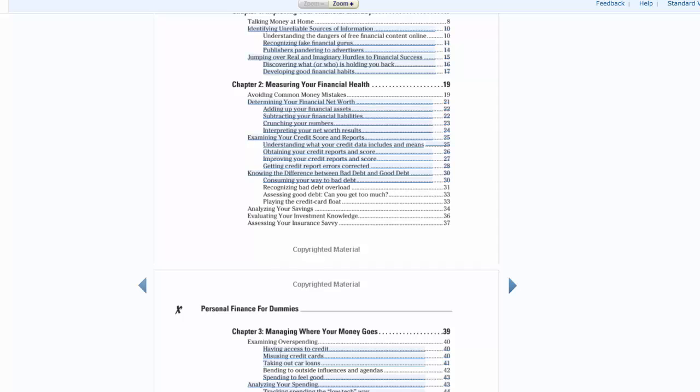Consuming your way to bad debt. Recognizing bad debt overload, assessing good debt. Can you get too much, right? So there's all kinds of things here, even down to the individual subpoint of a subpoint that might leap out to us as a solution that we can focus on presenting to the customer.